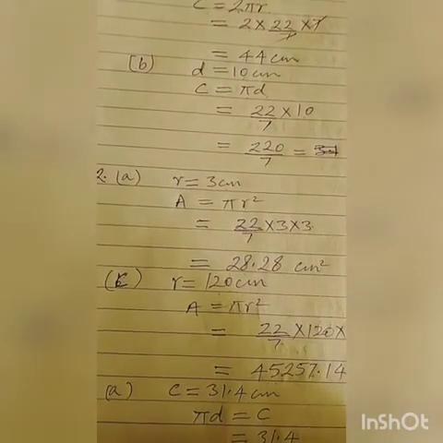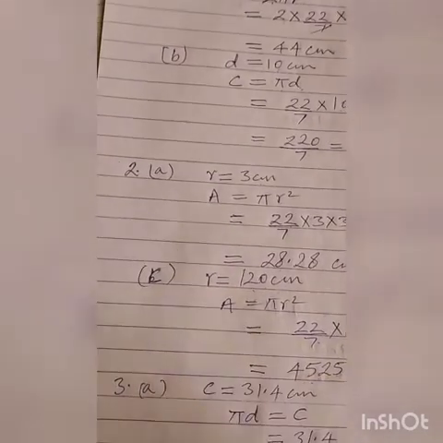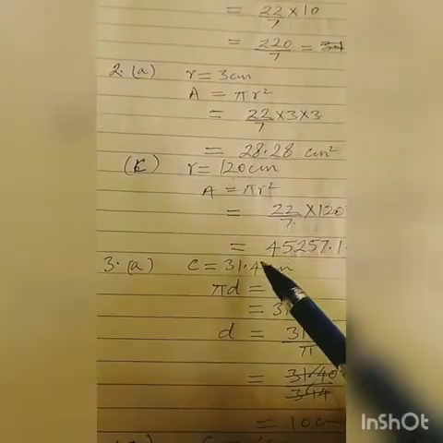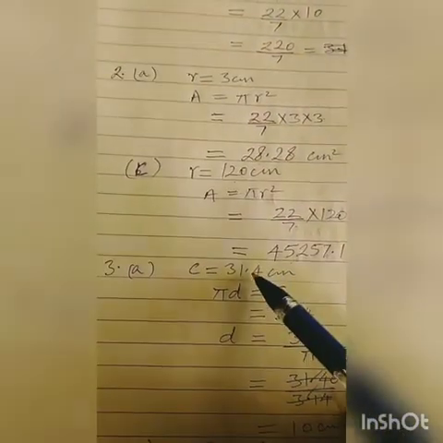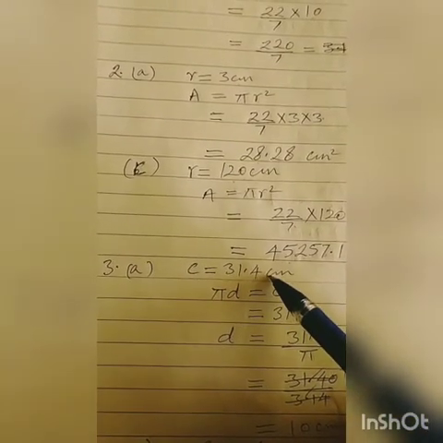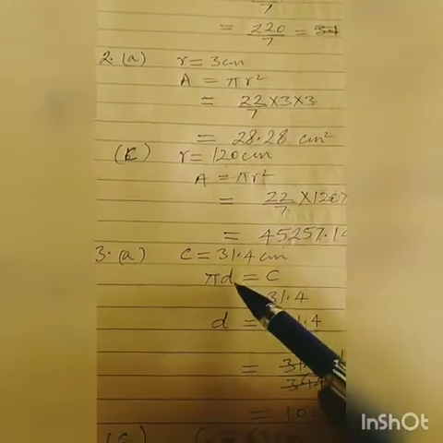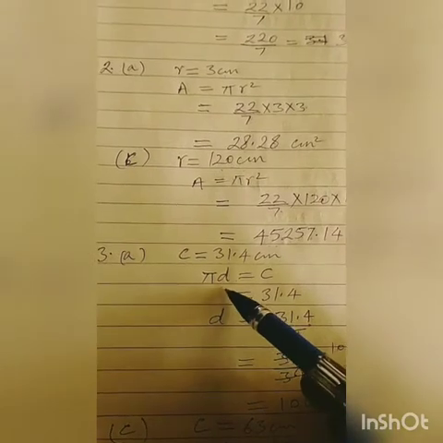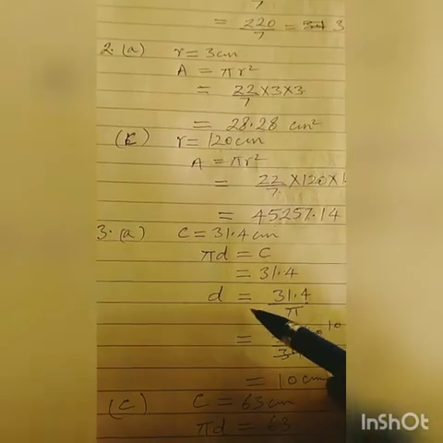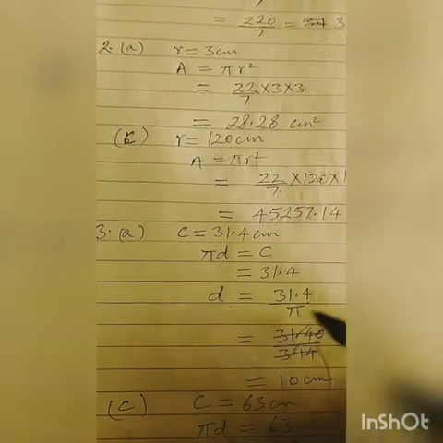Okay, now look at question 3. You have to find diameter, and circumference is given. So here in A part, circumference is 31.4 centimeter. Now pi d is the formula for circumference. So pi d equal to this much. This is circumference. So d will be equal to 31.4 upon pi.